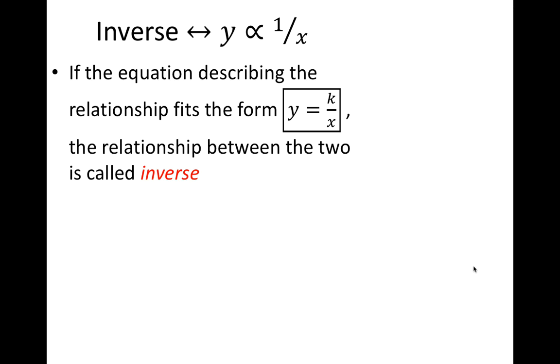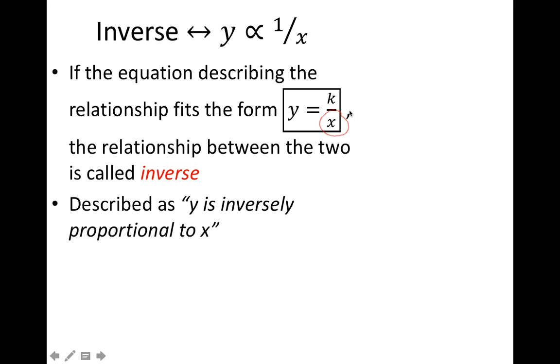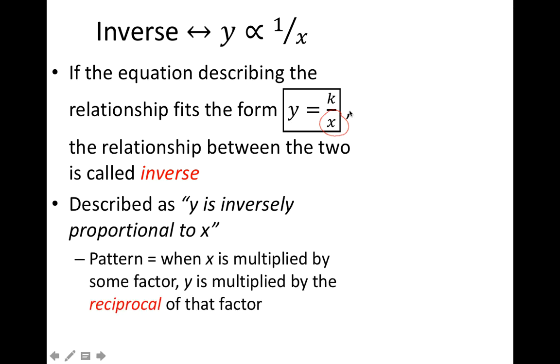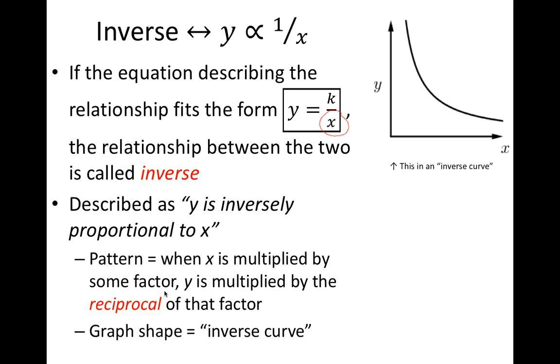Notice that in the general form of this equation, our x variable ends up in the denominator. You can recognize that two quantities are inversely proportional when one value is multiplied by some factor, and the other value is then multiplied by the reciprocal of that value. The graph shape associated with an inverse relationship is called an inverse curve.